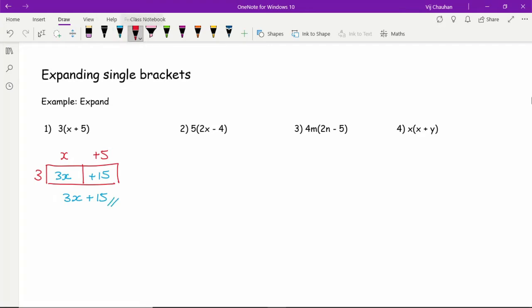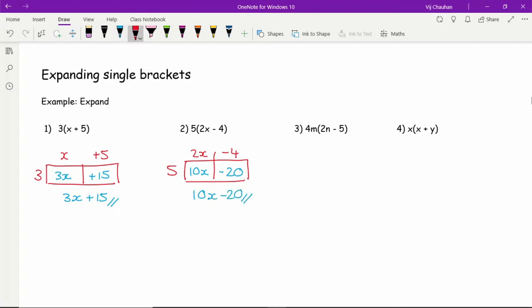If I then move on to the second question, here I'm going to set up my grid, and I've got a 5 outside the bracket and I've got a 2x and a minus 4. Again, I'm going to do 5 times 2x, which is 10x, and 5 times minus 4, which is minus 20, giving me an answer of 10x minus 20.